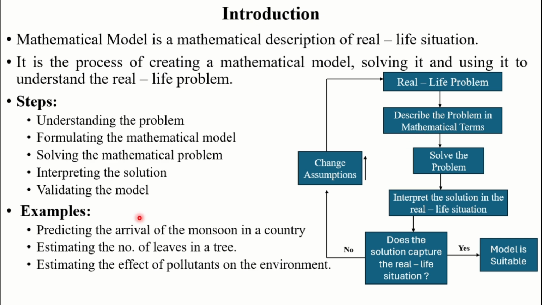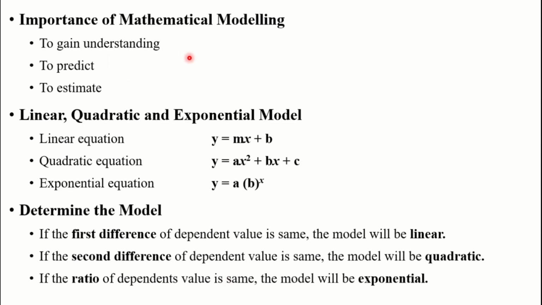Then what are the different examples of mathematical models? Here I have given some examples. Using the mathematical model, we can predict the arrival of monsoon in the country, estimate the number of leaves in a tree, and estimate the effect of pollutants on the environment. Likewise, we can use the mathematical model for predicting. Now, what is the importance of mathematical modeling?